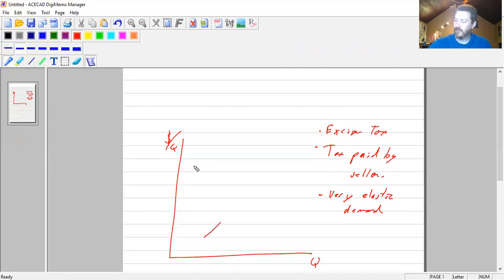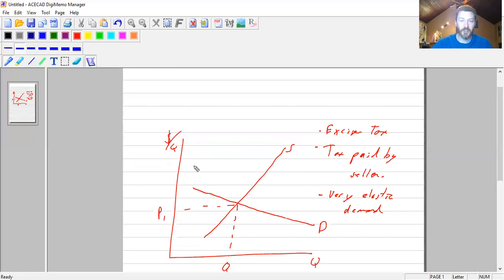So I'm just going to draw kind of a normal supply curve. I don't know why I say that's normal. It's like a 45-degree supply curve. There's nothing normal about that in the real world. It just kind of looks normal to us in some sense. But I'm going to draw a very elastic demand curve, a very flat, a very responsive demand curve. Just even a small change in price will lead to a large change in quantity demanded based on this very elastic demand curve.